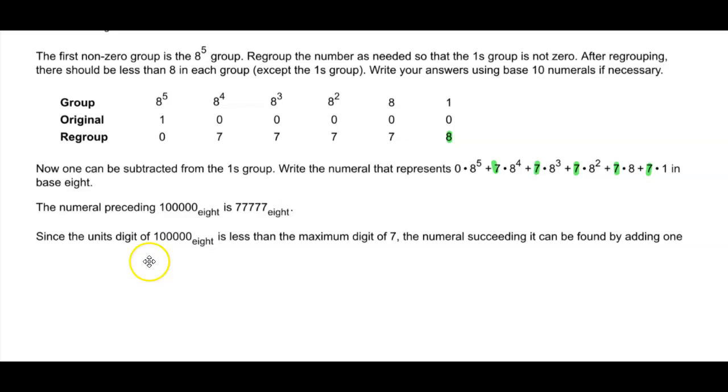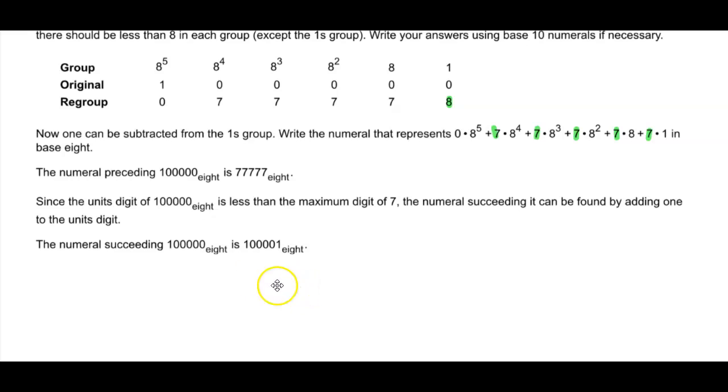Now since the units digit of 100,000 with a base of 8 is less than the maximum digit of 7, the numeral succeeding it can be found by adding 1 to the units digit. Therefore, the numeral succeeding 100,000 with a base of 8 is 100,001 with a base of 8.